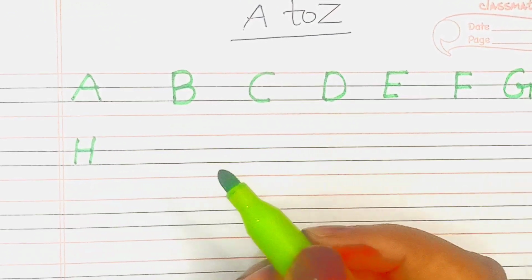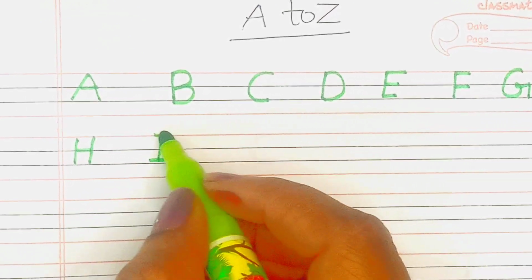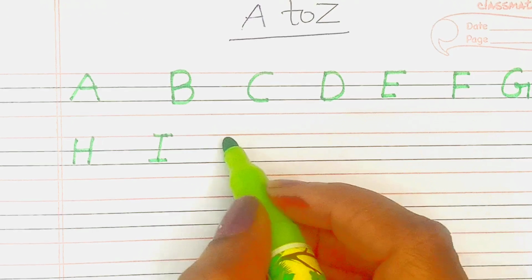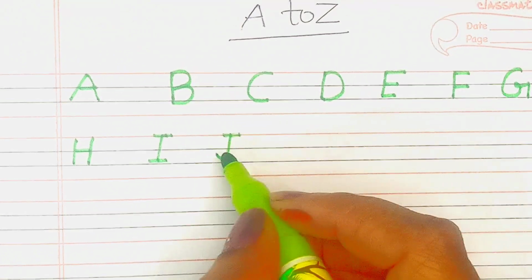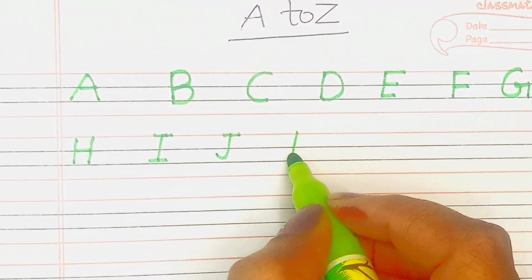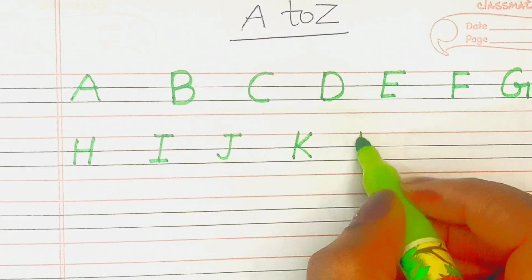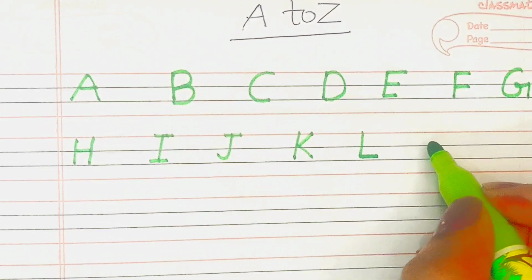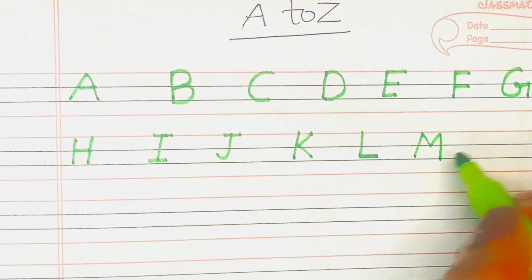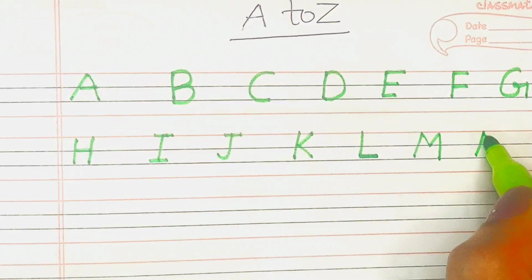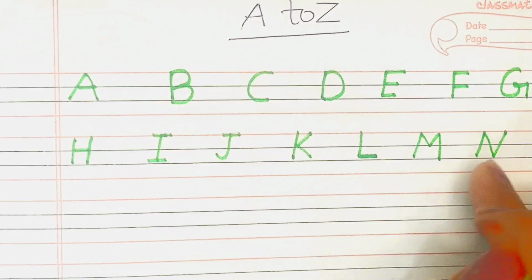H for hen. I for ink pot. J for joker. K for kite. L for lion. M for monkey. N for nose.